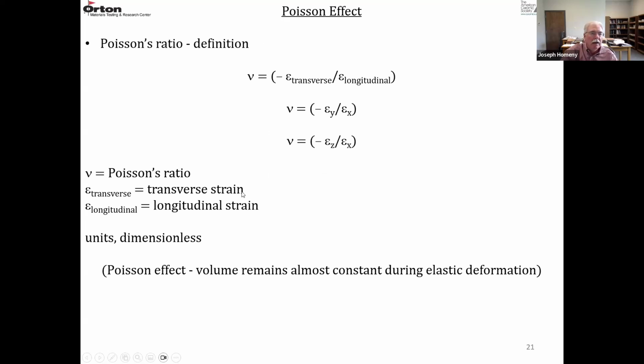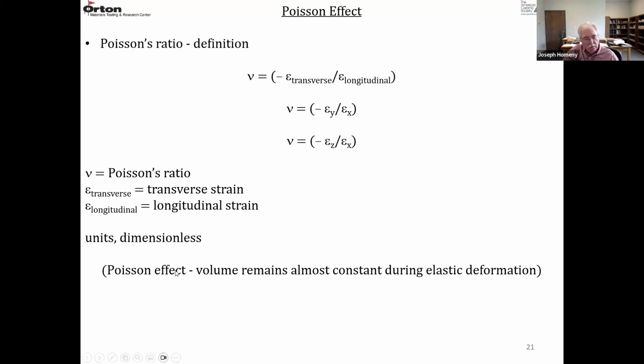So the third elastic constant we want to talk about that's important for thermal shock is Poisson's ratio, nu. So nu equals minus the transverse strain divided by the longitudinal strain, so minus epsilon transverse divided by epsilon longitudinal. There's a transverse strain, epsilon transverse, and a longitudinal strain, epsilon longitudinal. Poisson's ratio is dimensionless. It's just a ratio of two strains.